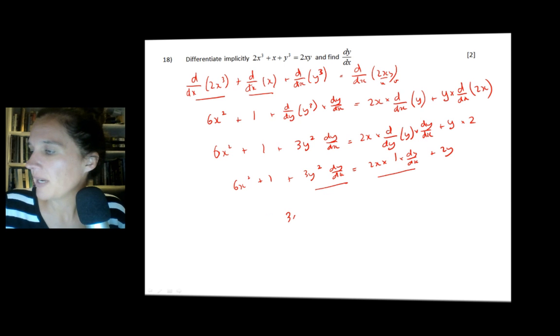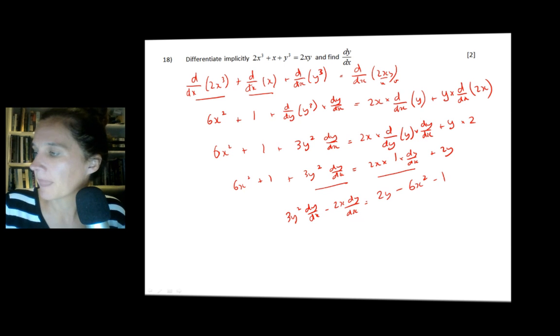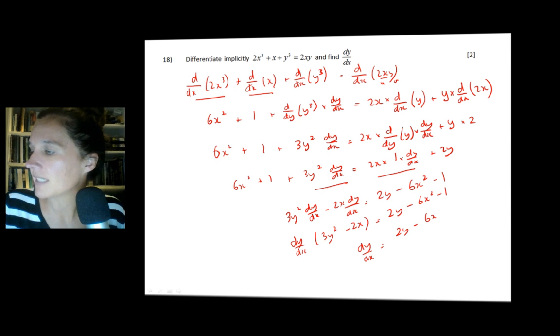Okay, so here we've got 3y squared dy on dx, here minus 2x dy on dx. And on the other side we've got 2y minus 6x squared minus 1. So here we've got our dy on dx, we take it out the front. We've got 3y squared minus 2x is equal to 2y minus 6x squared minus 1. We divide both sides by this 3y squared minus 2x. We get dy on dx is equal to 2y minus 6x squared minus 1, all divided by 3y squared minus 2x.